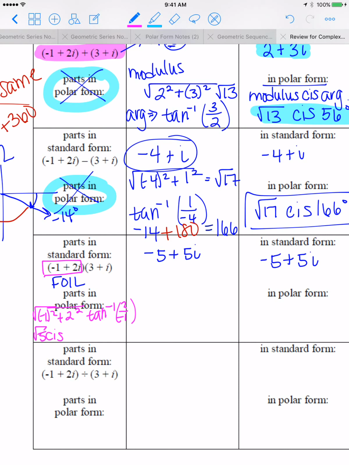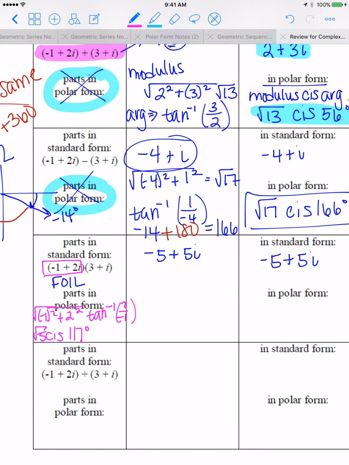2 divided by negative 1, and I got negative 63.4. So let's just say negative 63. At this point, that's going to be in the second quadrant, so that means I need to add 180 to this. So I need to say 180 minus 63. So I got 117.